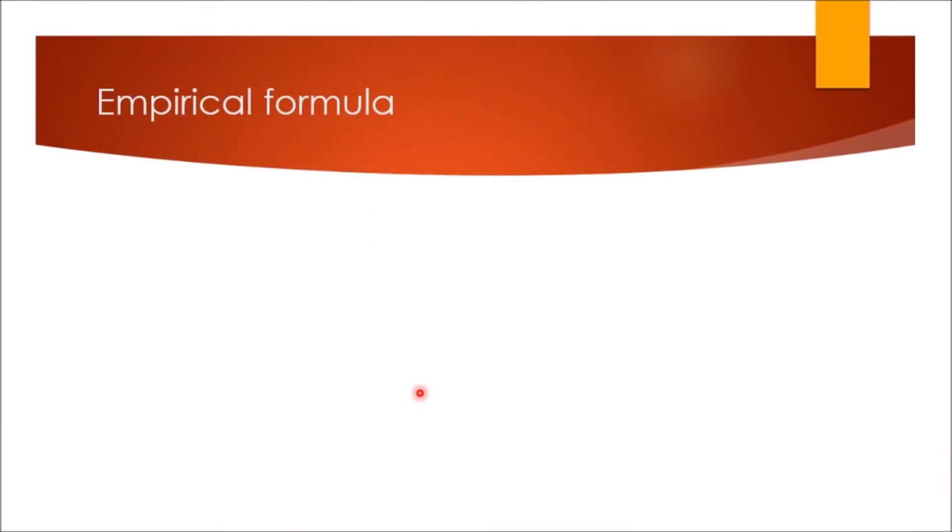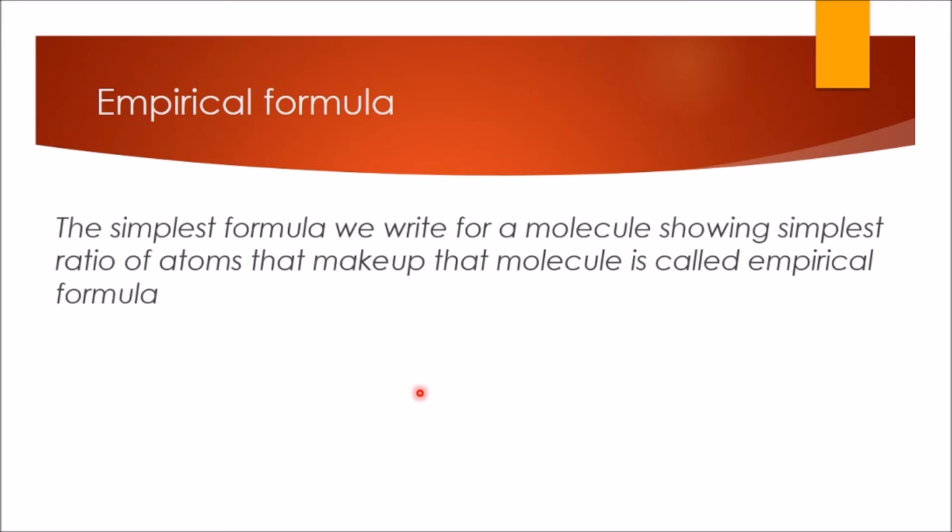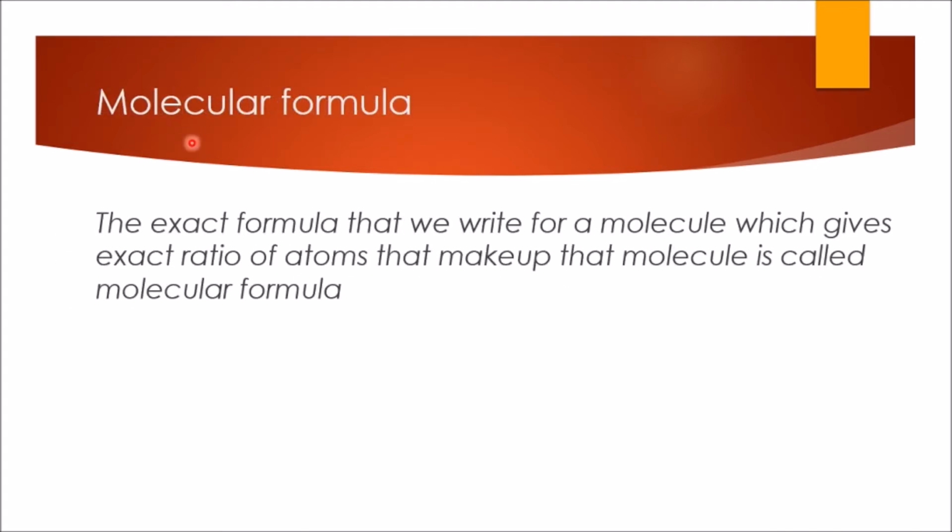Let's look at what is empirical formula. For a compound, we have two types of formulas. One is called empirical formula and the other one is called molecular formula. Empirical formula is the simplest formula we write for a molecule. So it gives you the simplest ratio of atoms that make up the molecule. Whenever you're writing the simplest ratio between the atoms that make up that molecule, that is called empirical formula. And when you write the exact ratio of the atoms that make up that molecule, it is called molecular formula.